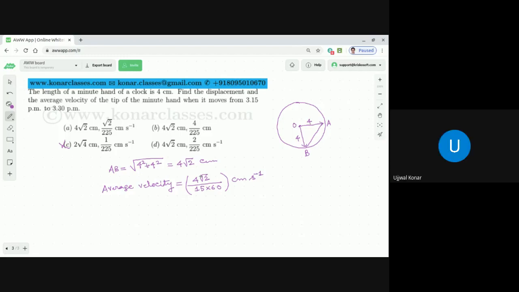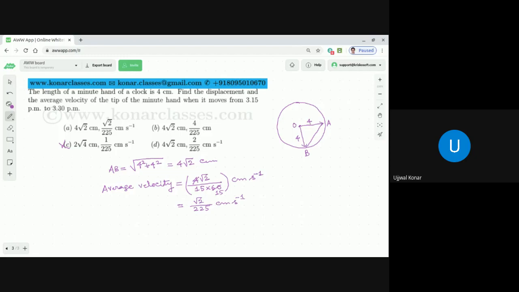Now let's simplify it. If we simplify it, what are we going to get? 4 root 2 by 900, which is root 2 by 225. So that is equal to root 2 by 15 into 15, which is 225, centimeter second to the power minus 1. Correct or not?